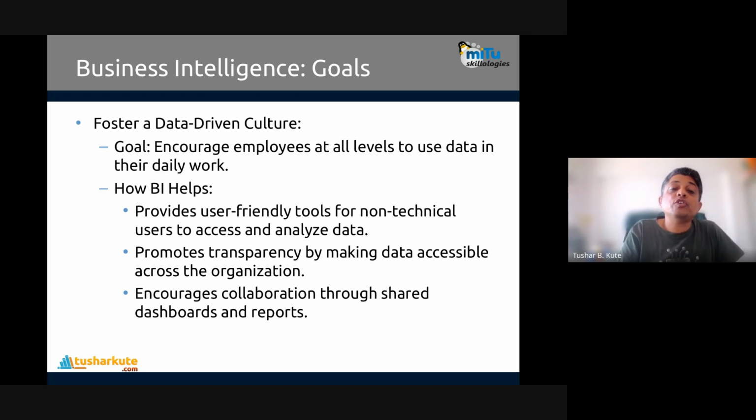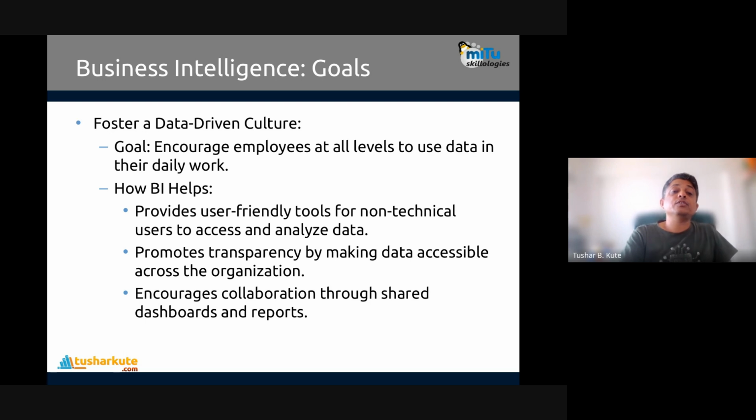They can promote transparency by making data accessible across the organization. Transparency is possible, because everything is recorded. It's not like I'm biased towards a particular employee. It's there in the organization. You can see what you have done, what has happened over there. It's definitely seen in the system, and based on that, actions are generated.